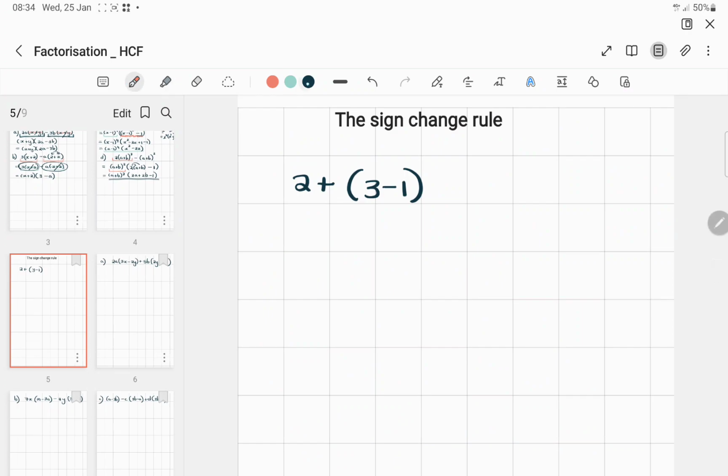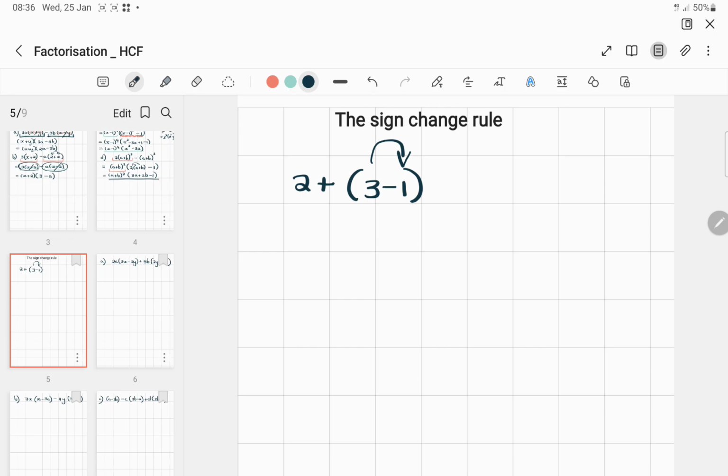Then we're going to look at the sign change rule. I just want to explain how you can do that, because I think if you understand why you can do it, it will make better sense. So what we are in actual fact trying to do is change the signs here, because we want to change our terms.